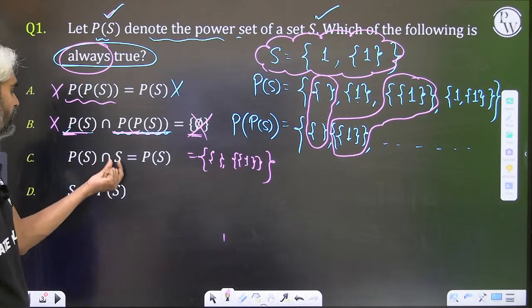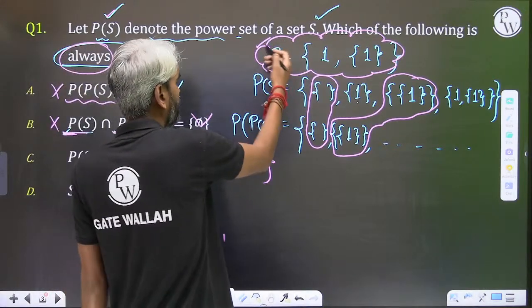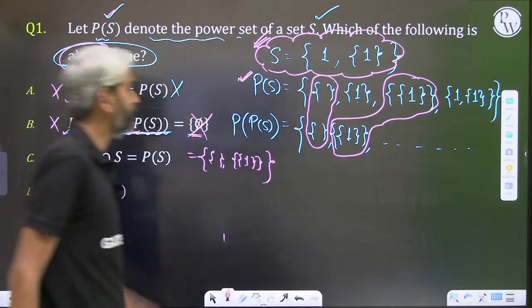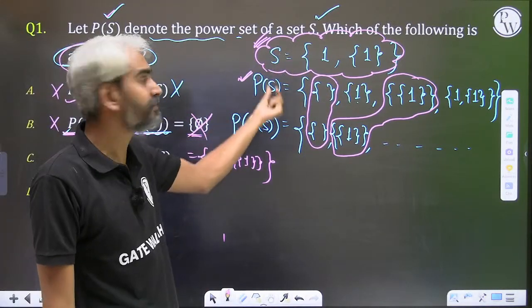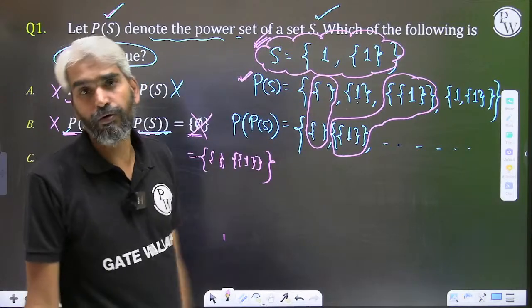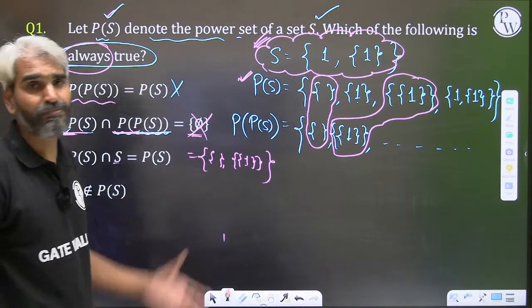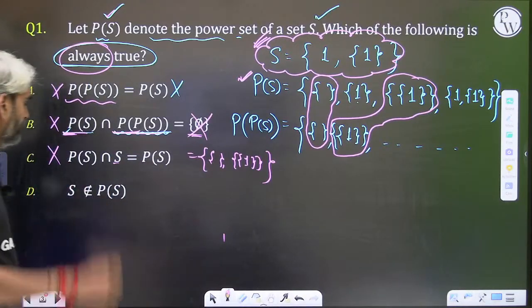Again, power set of S intersection S will be power set of S. It's absolutely rubbish. This is S, and this is power set of S. If you take the intersection, it is saying that it will come out as power set of S. Come on, size of S will be smaller than size of power set of S. Therefore, even if it comes out as equal, then it will be the same as set S, but it will not even be equal to the same set S. Therefore, this statement is also false.